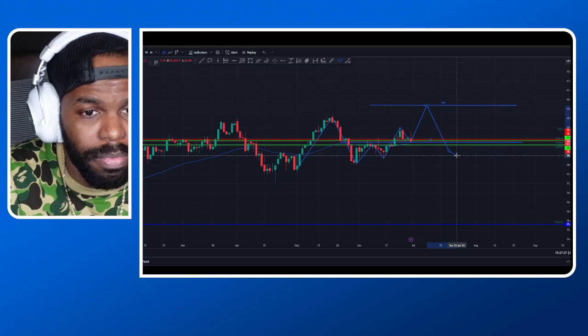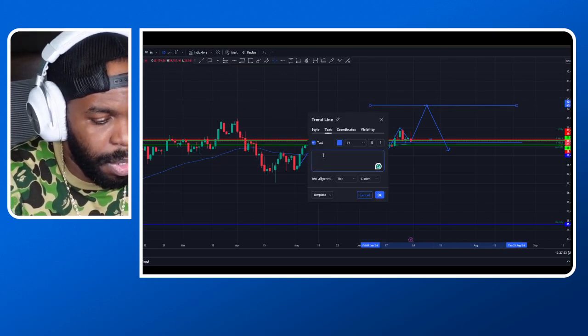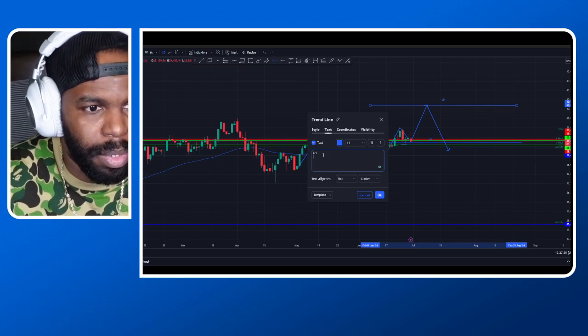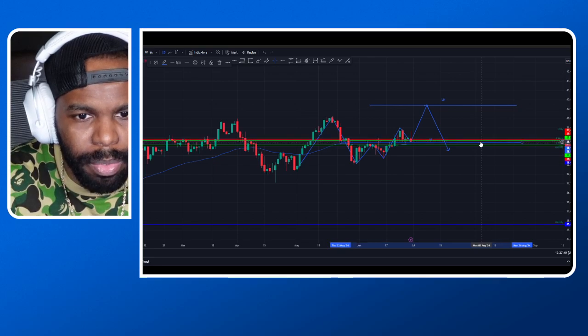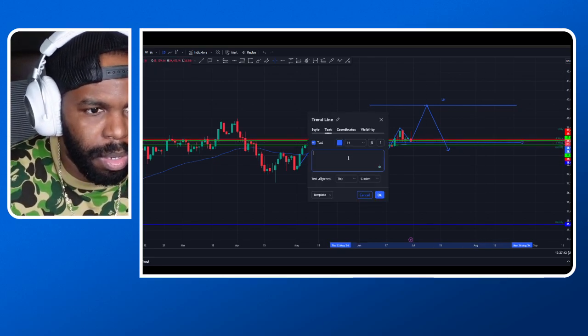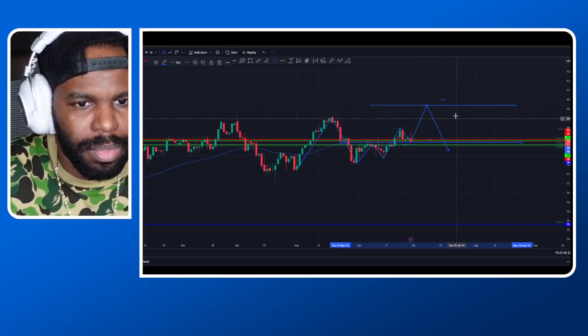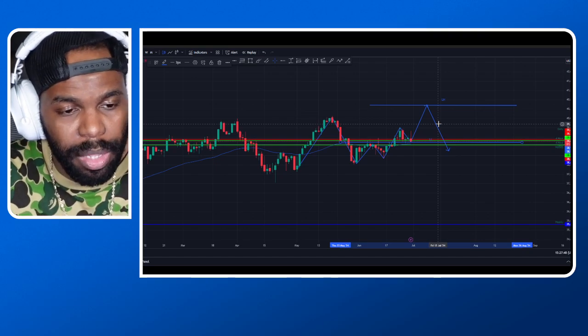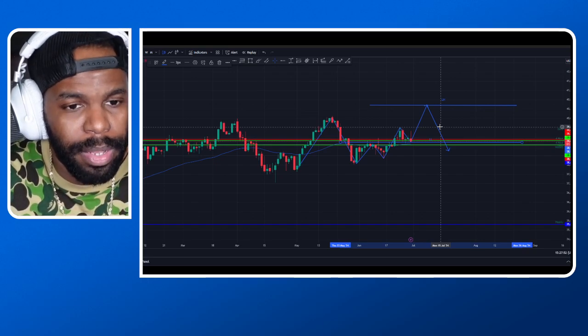Okay, now we're looking for a downtrend basically. So what I would do is name this the lower high, and then I would name this blue line here the lower low, because when we're creating lower highs and lower lows, that means you're in a downtrend. If you're creating higher highs and higher lows, you're creating an uptrend.